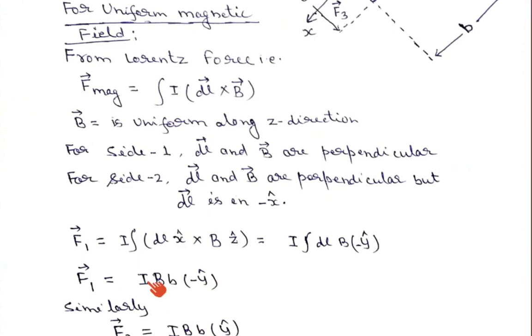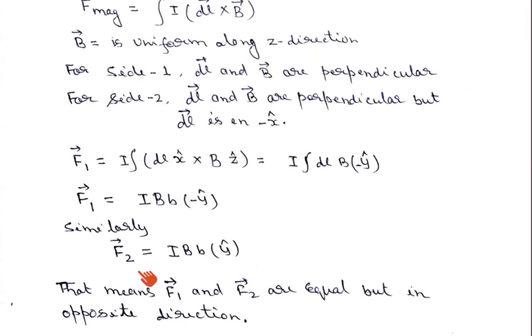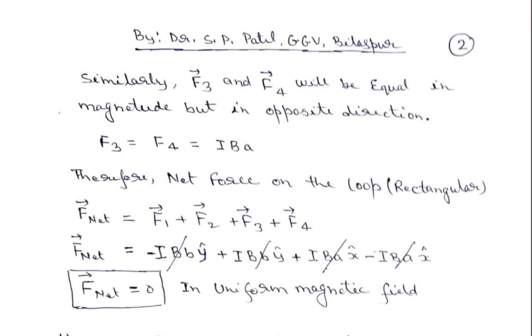Similarly, if you calculate the force on the second side, F2 is the integral of I dl vector cross product B vector. That will be I capital B into small b into the y unit vector, because here dl is along the minus x unit vector, so the minus sign flips. So the force on the second side of the rectangle is plus I capital B into small b into the y unit vector. That means F1 and F2 are equal but in opposite direction, so they will cancel each other.